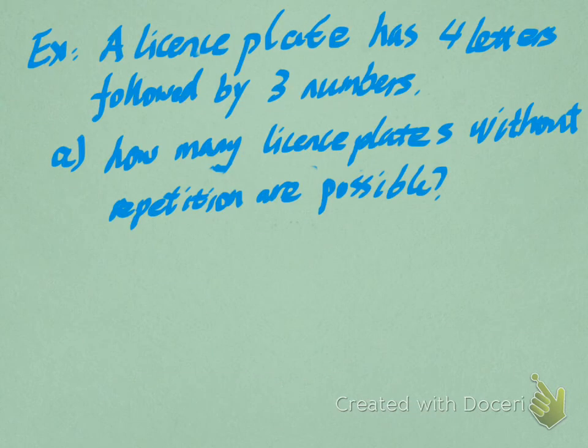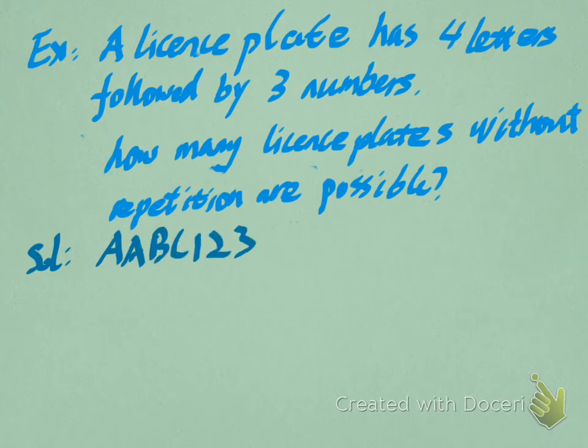Now let us give one example to explain this. Suppose we have a license plate with 4 letters followed by 3 numbers. How many license plates can we have without repetition? For example, if a plate is A, B, C, 1, 2, 3 with two A's, this is a repetition, which means it is not a legal license plate in this example.